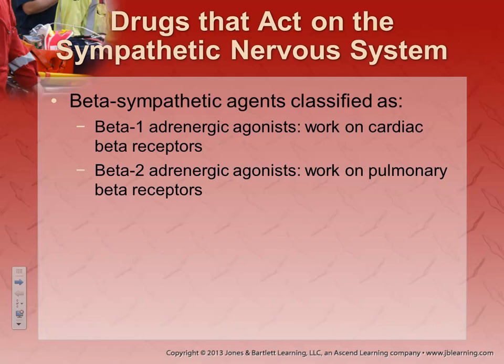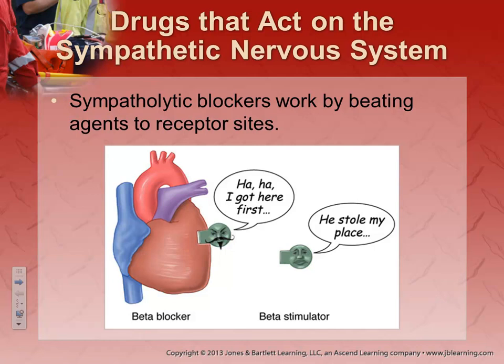Go back and really look at this stuff. Your beta 1 is really your cardiac, your beta 2 is pulmonary. I've already said that. Then you've got the cool mustache guy who is the beta blocker. So if a beta stimulator or a beta sympathomimetic increases heart rate, it mimics the nervous system, what's the beta blocker going to do? It's going to decrease blood pressure and decrease heart rate.